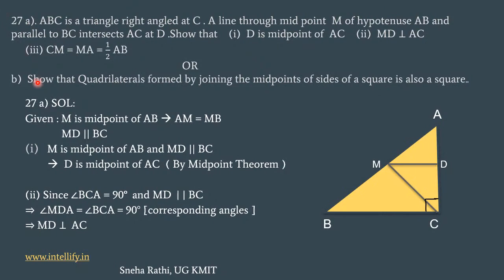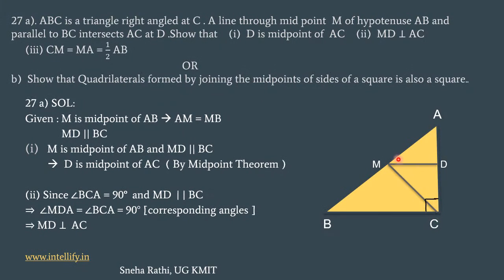First, the 27A bit. It is given that ABC is a triangle right angled at C. Now a line through midpoint M of hypotenuse AB, which means that M is the midpoint of hypotenuse AB, and parallel to BC, intersects AC at D. So a line through midpoint M intersects AC at D and is parallel to BC. Now show that D is the midpoint of AC.